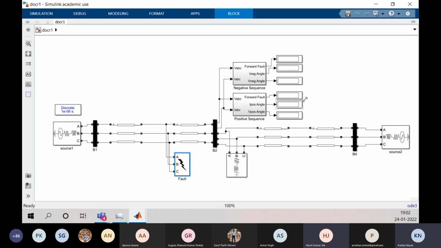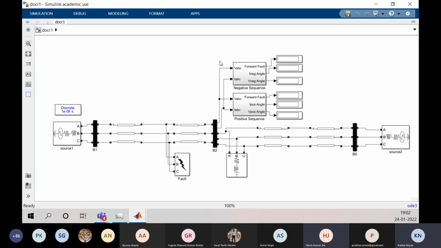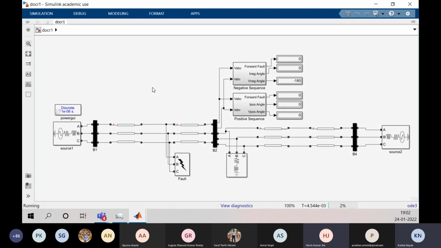So now we are supposed to connect the fault here at this point, which is in the reverse direction of this relay, for a reverse fault. So now I am going to run it. The fault will be on at 0.1 second.